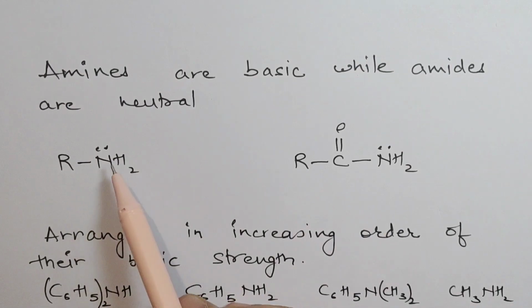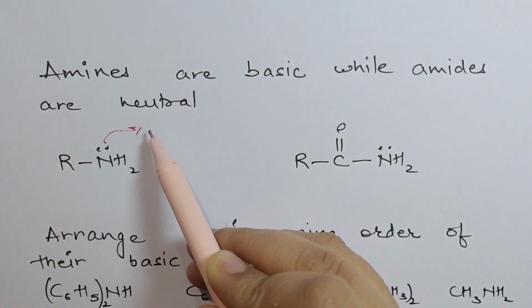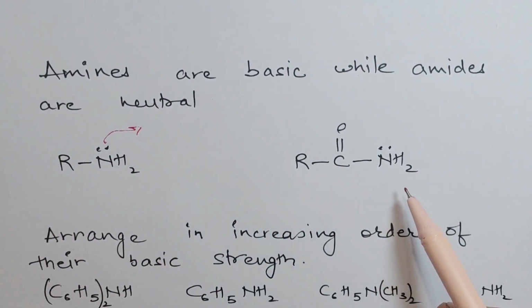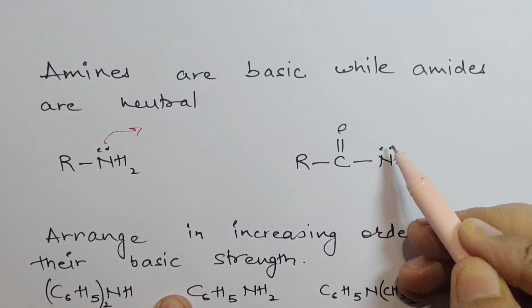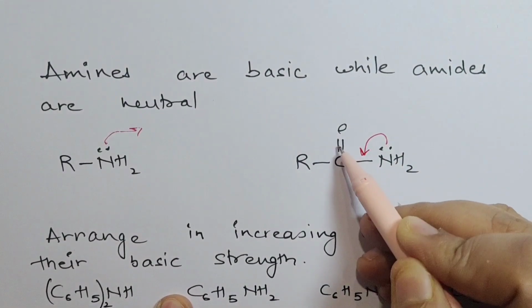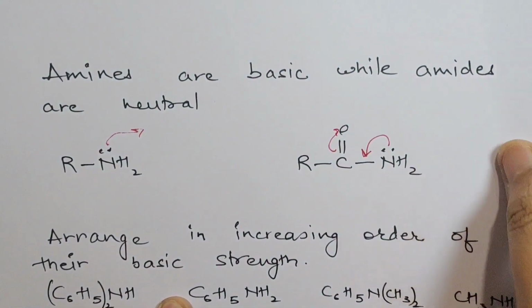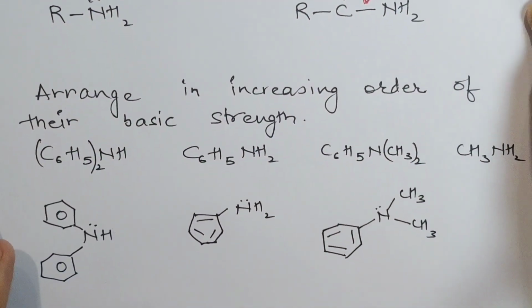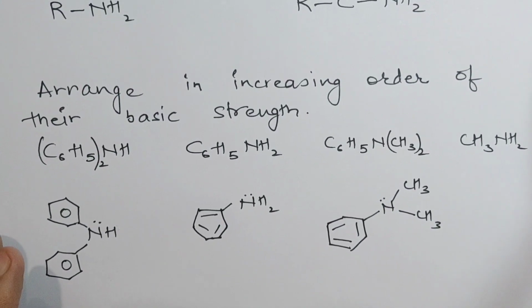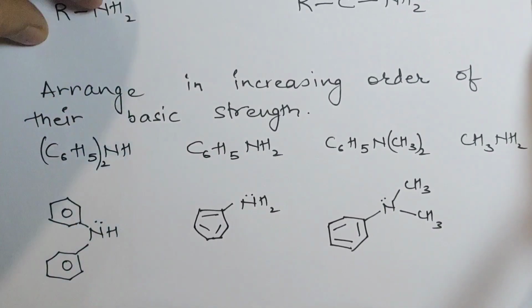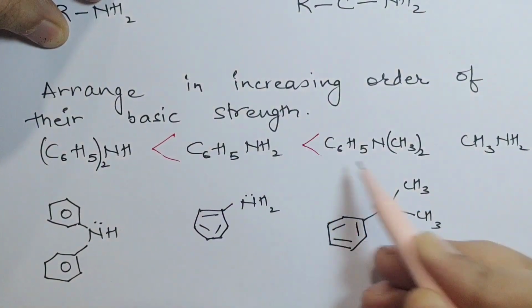Why? Amines can donate their electrons to grab a proton, whereas amides are unable to do so because here the lone pair is in conjugation with the double bond. So it's involved in resonance. Moving on, arrange in the increasing order of their basic strength. Okay, so this is the order.